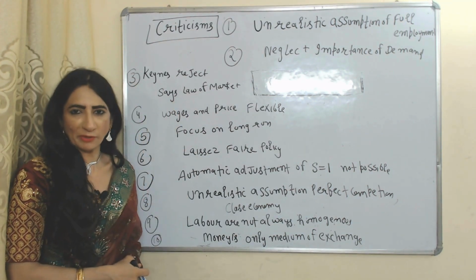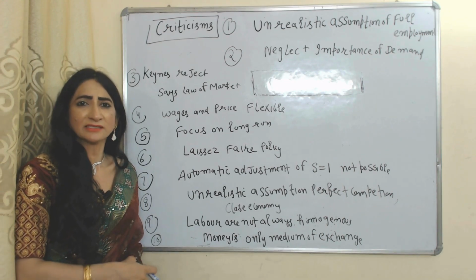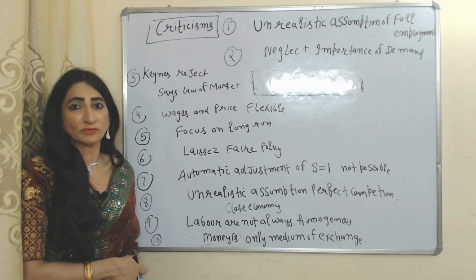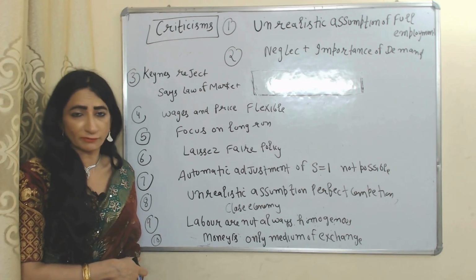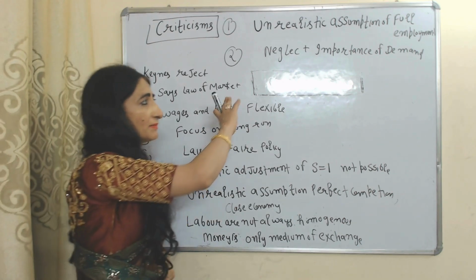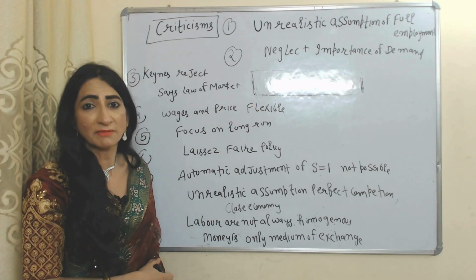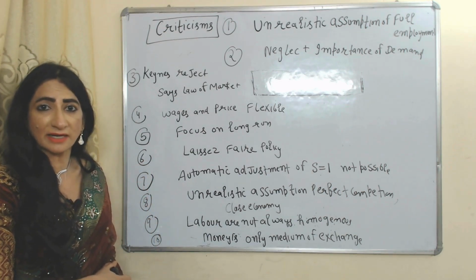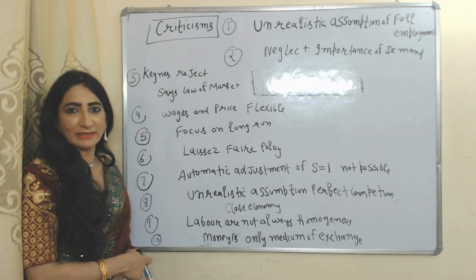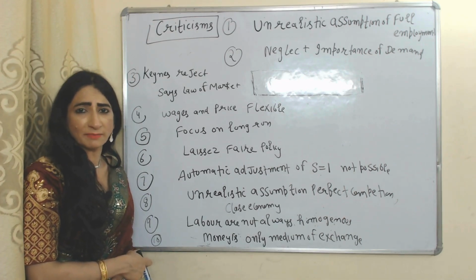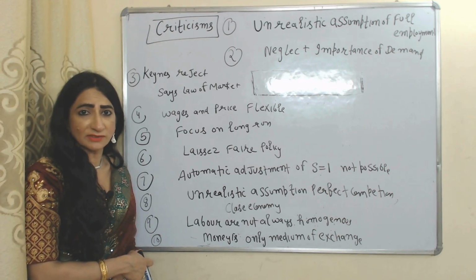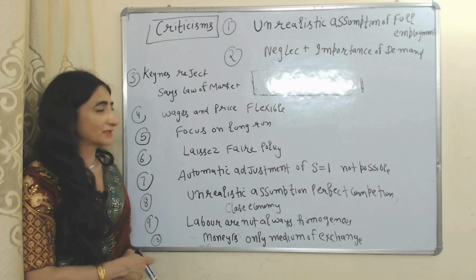Unrealistic assumption of full employment. According to classical theory, there is full employment in the economy, but in reality, most of the time there is unemployment, not full employment. This theory only focuses on the supply side and ignores the demand side, but Keynesian theory mainly focuses on the demand side, especially effective demand. Keynes rejects Say's law of market. Classicals believed in Say's law of market, that supply creates its own demand. But according to Keynes, supply doesn't create its own demand. There is a lack of effective demand.